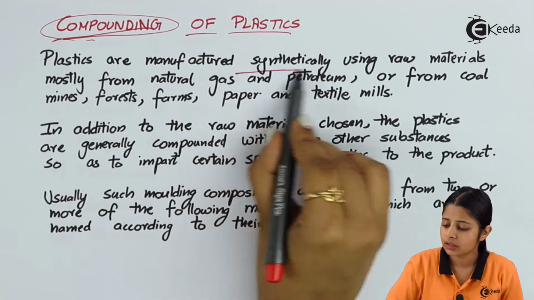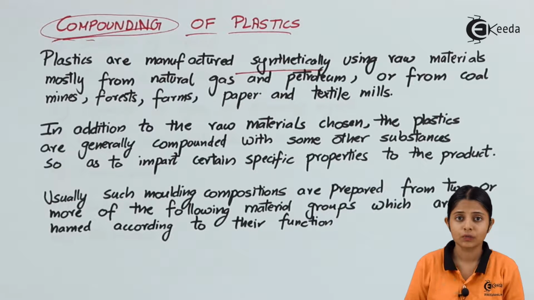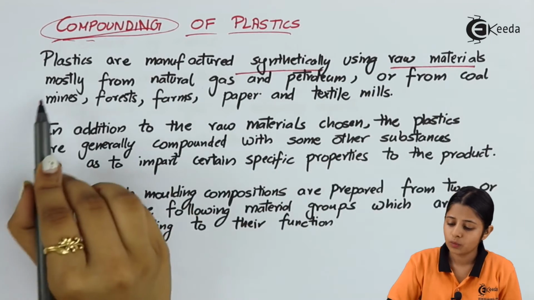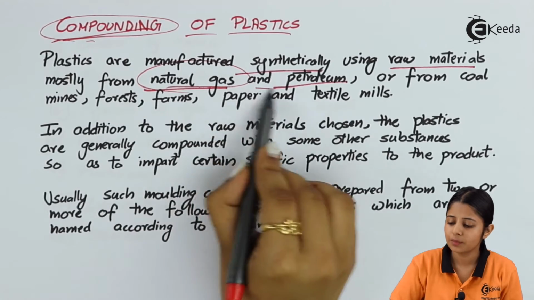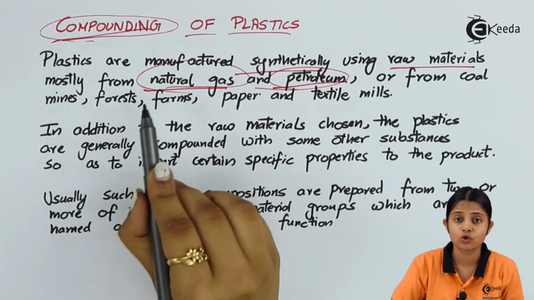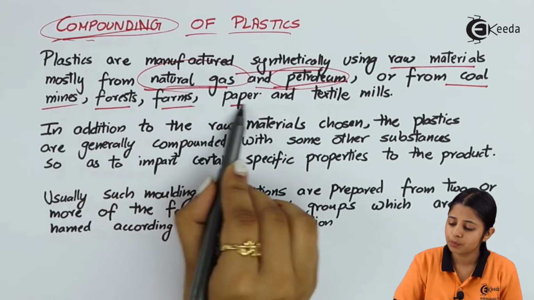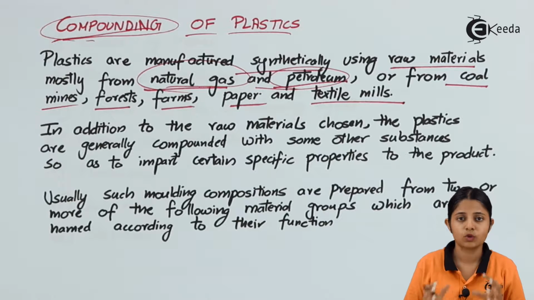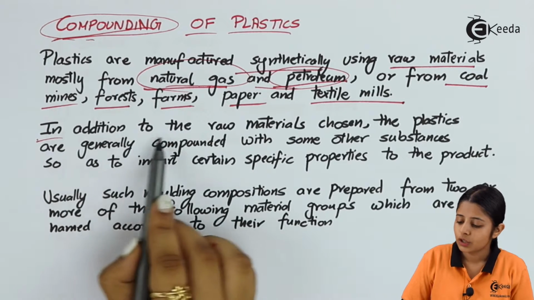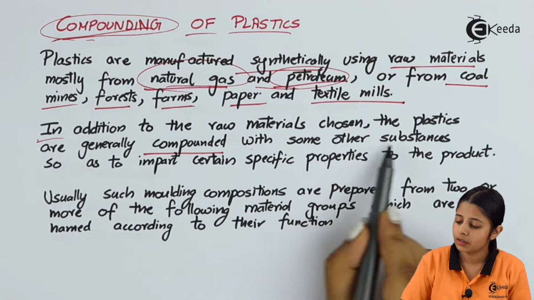Plastics are manufactured synthetically. Synthetically means they are man-made. They are not got from nature, but we make them using different chemicals. Using raw materials, mostly from natural gas and petroleum. So whenever we have natural gas and petroleum, both the raw materials are used to make plastics. Or from coal, mines, forests, farms, papers and textile mills. So again, the waste products of all these mills can also be used for creating plastic. In addition to the raw materials chosen, the plastics are generally compounded with some other substances.